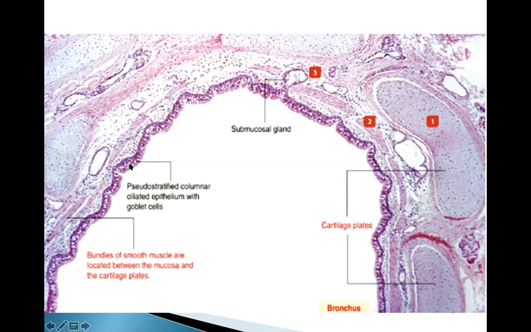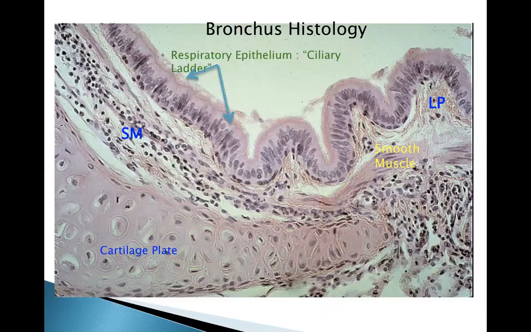Depending on how far down you are in that bronchial tree, we're going to see that we go from a really nice, thick pseudostratified ciliated columnar epithelium to a little bit more just columnar. And as we enter into the terminal bronchioles, we're going to navigate toward more cuboidal cells.